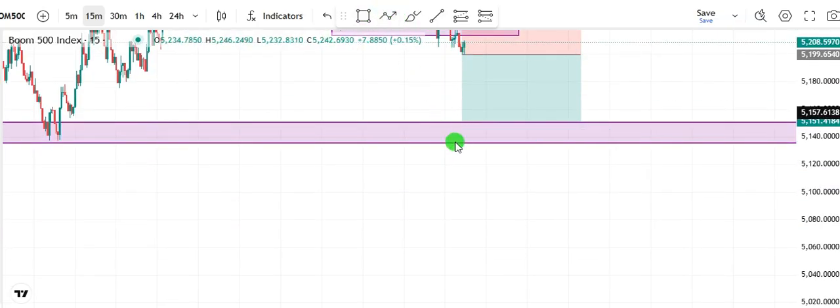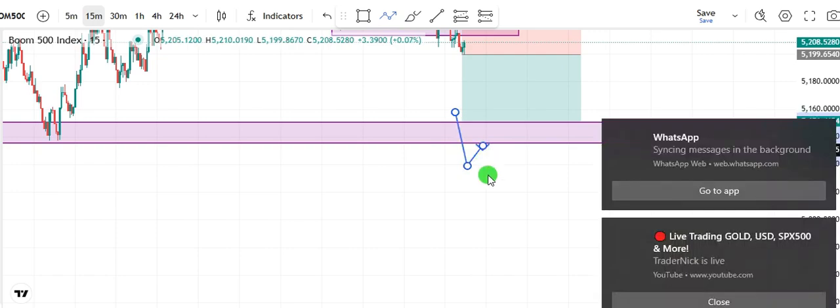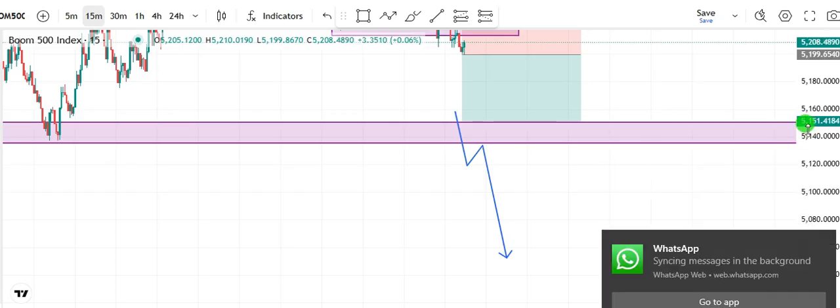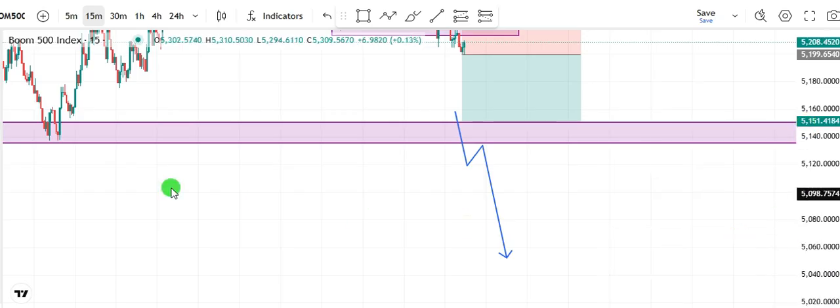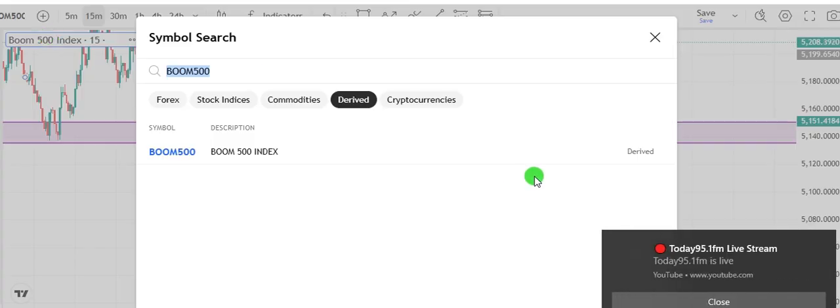But then for swing traders, we just wait for the market to break below these. Even if the market breaks below this, we want it to pull back for us to continue in that trade. So that's what we'll be looking at on Boom 500 index. So go to the next one, which is going to be the 1000.